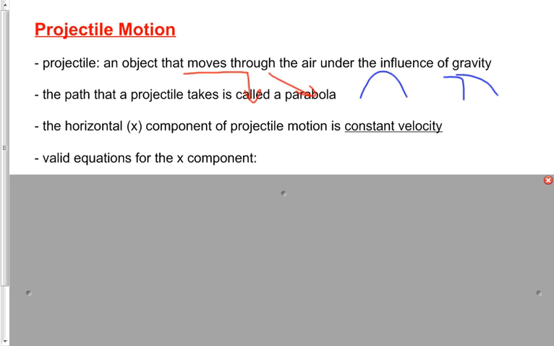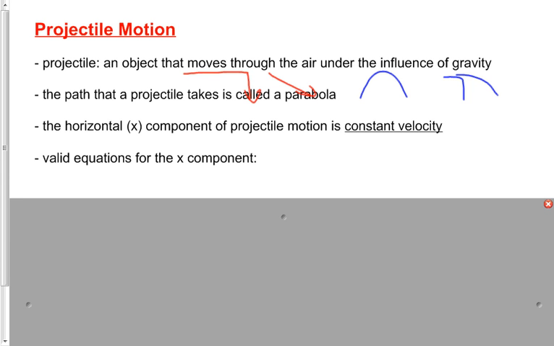And because of that, there's only one equation that's valid for the x component. It's our group A equation. We're going to end up breaking these problems down into two components, x and y, kind of like we did for those navigation problems, kind of like we did for those vector addition problems that we've done over the last couple of weeks. But this time when we break it into x's and y's, we're going to write down equations for x and y. And for x, it's going to be v is equal to delta d over delta t.